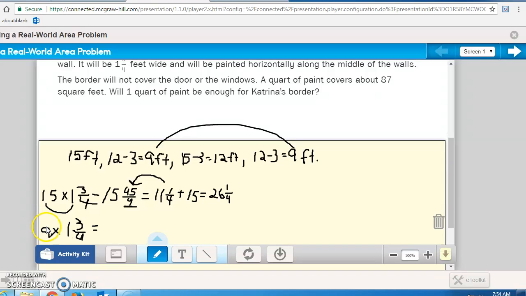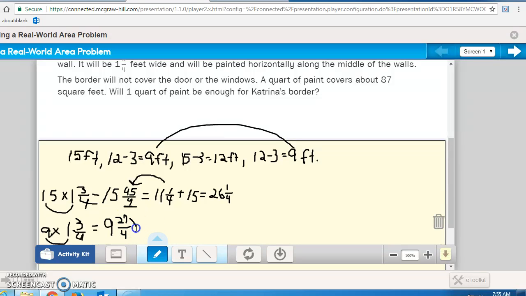I multiply the whole numbers first. 9 times 1 is 9. Then I multiply the 9 times 3, which is 27. And I leave my denominator the same, fourths.